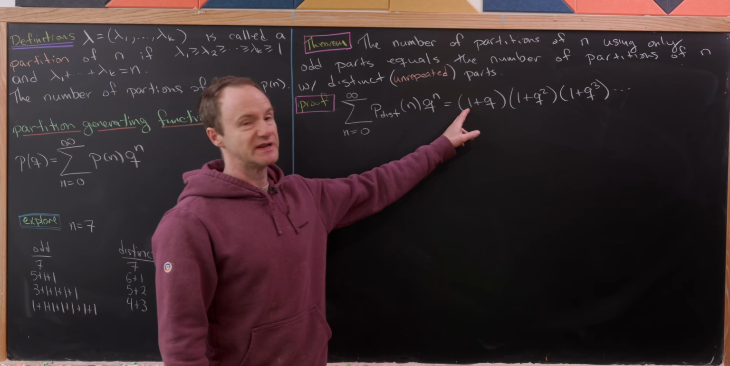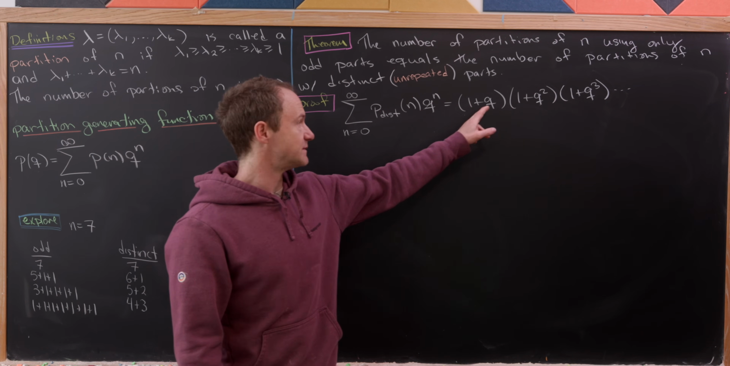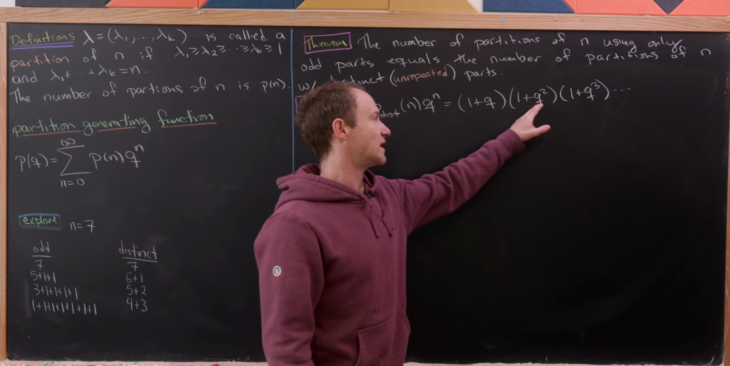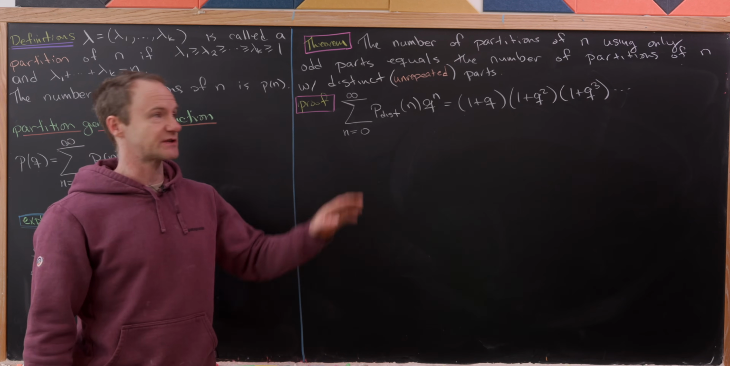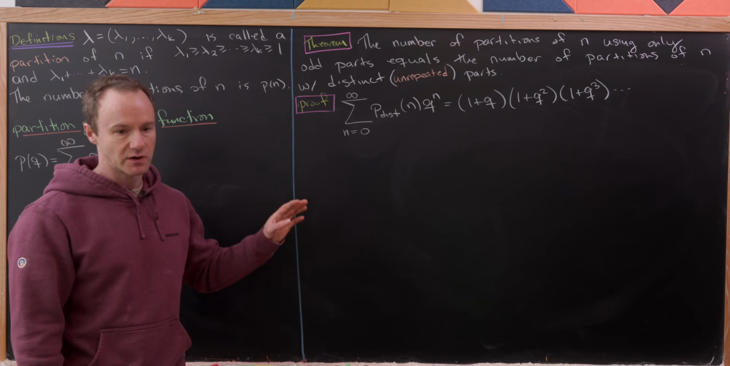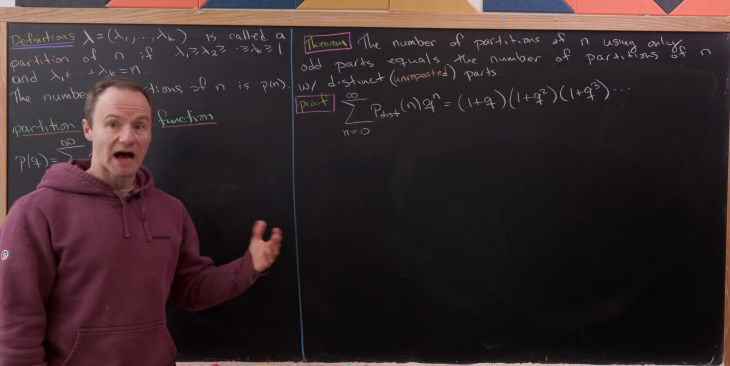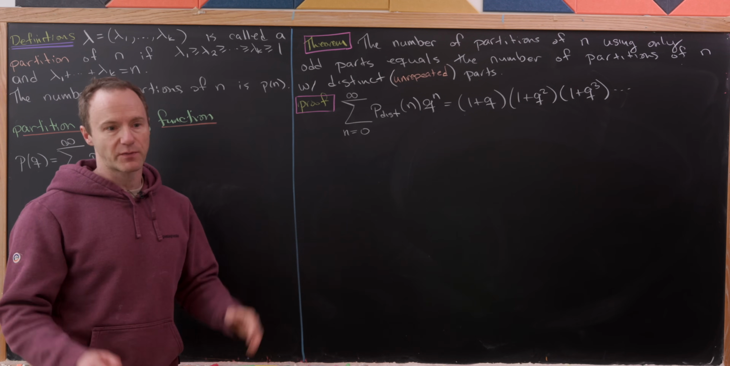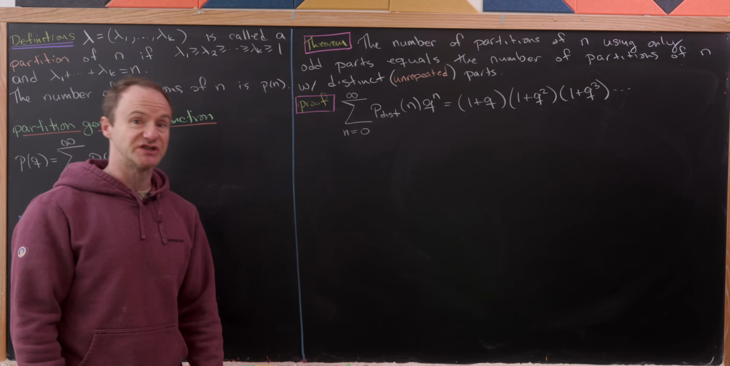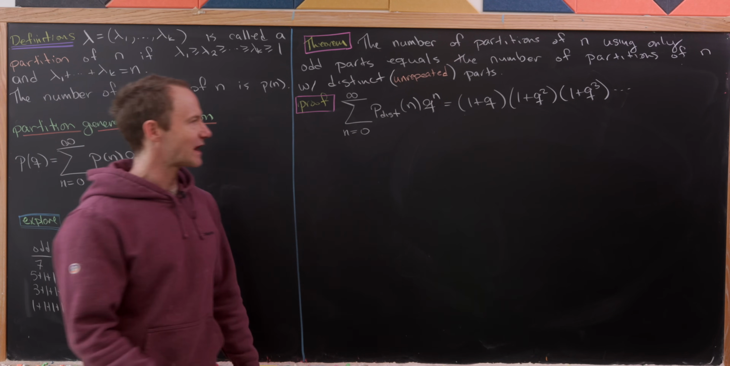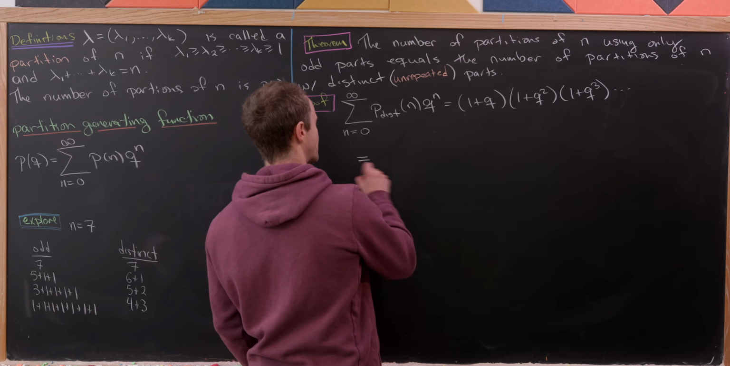So this 1 here means we're using 1 zero times or 1 time, 2 zero times or 2 one time, 3 zero times or 3 one time, and so on and so forth. So we're only allowed to use each part of the partition exactly 0 times or 1 time. Okay, nice. So now I'll rewrite this, but I'll spread it out a little bit.